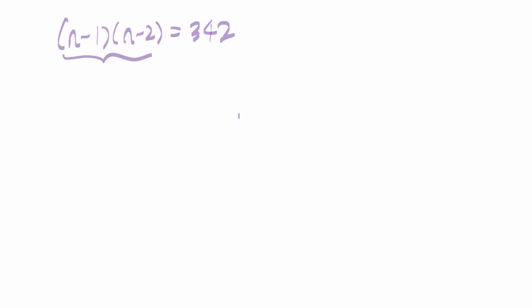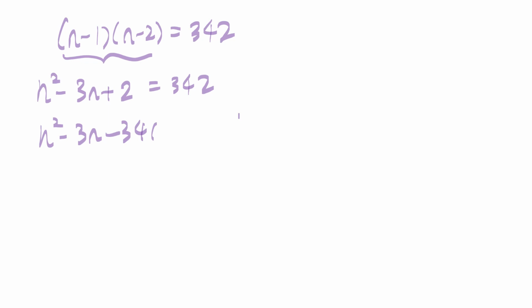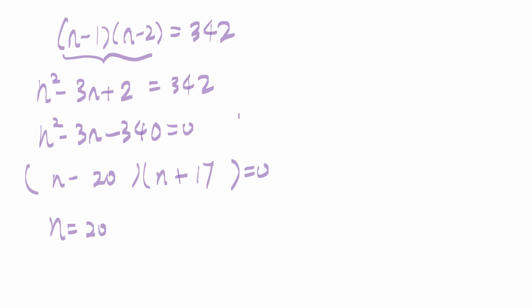You can just use the distributive law to expand it to get n squared minus 3n plus 2. If you put everything on the left hand side, this is what you get: a quadratic equation which you can factorize. So n equals 20, or n equals negative 17. Now we are told in the beginning that n has to be a positive integer, so n equals negative 17 will need to be rejected. Hence your answer is n equals 20.